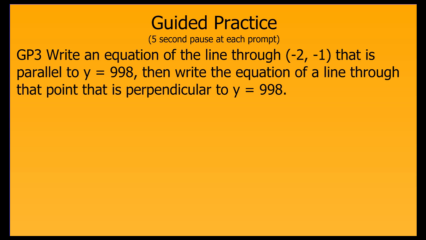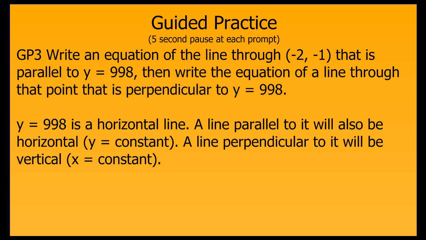What does this problem ask us to do? It asks us to find both parallel and perpendicular lines to a given line through a given point. What do we do first? For this problem, we should notice that the given line is a horizontal line.